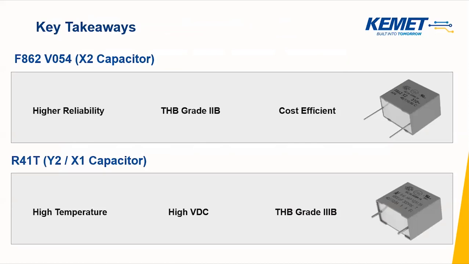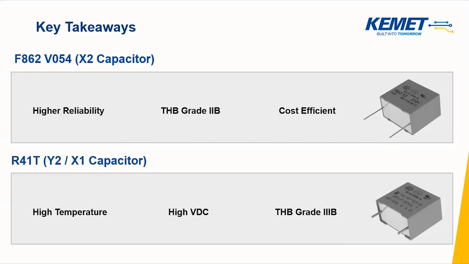Okay, so as we move towards the end of this webinar session on film EMI suppression capacitors, here are the main key points and takeaways of our latest in-focus X2 and Y2 capacitor series. F862B054 is our latest X2 capacitor series, which is highly reliable, THB grade 2B, and cost efficient, meant for across the line and in series with the mains applications.